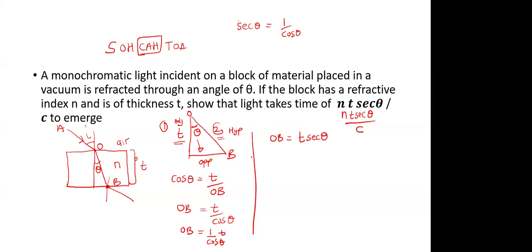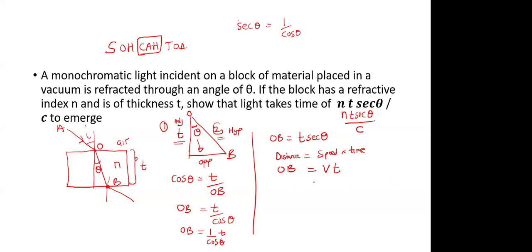Okay, now we continue. But we are looking for time. So we know very well that our distance is always given by speed times the time. So the distance the light is going to move is OB. Speed, I can denote it by V, and the time, I'll denote it by T.